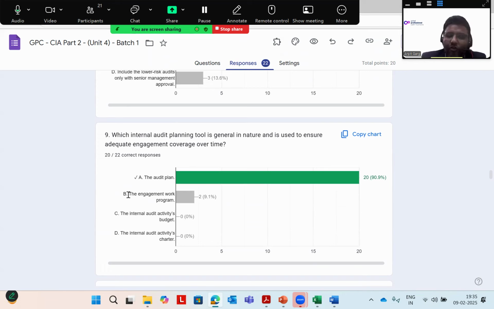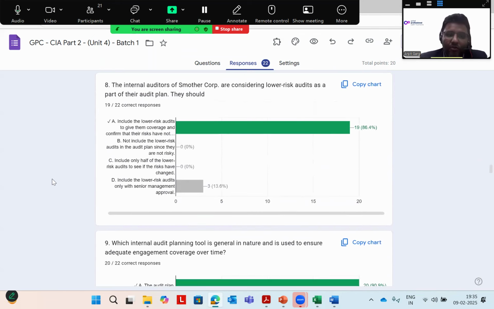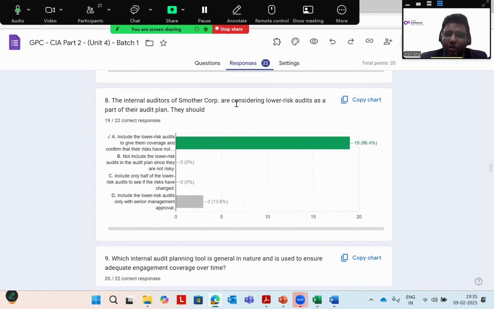All right. People who have not understood, the engagement work program is specific to an engagement. It is not for the overall audit plan. Is that clear? All right. I'll move on to question number 8. It says the internal auditors of Smoother Corp are considering lower risk audits as a part of the audit plan. Should they include the lower risk audits, or should they only include them if senior management approves it? What do you think?